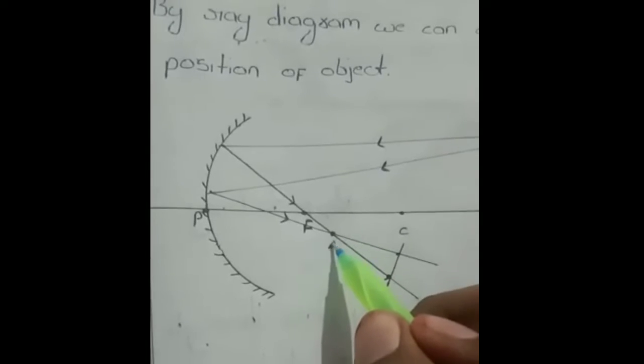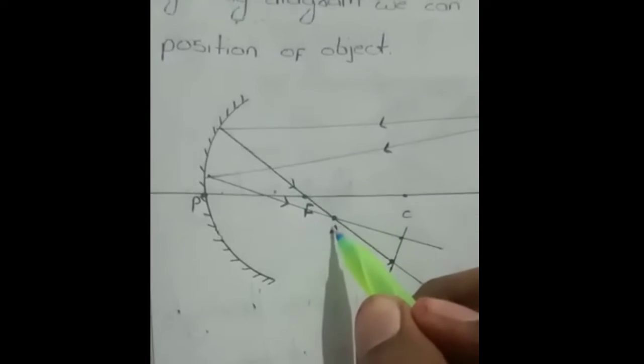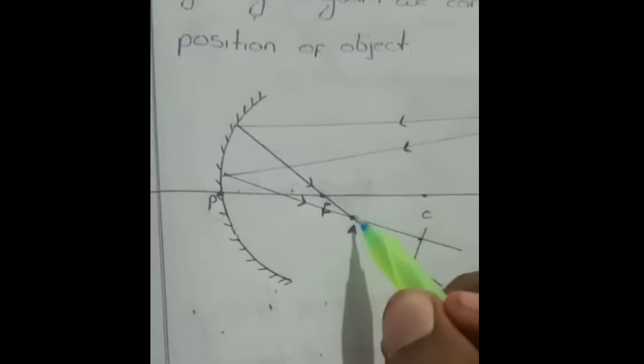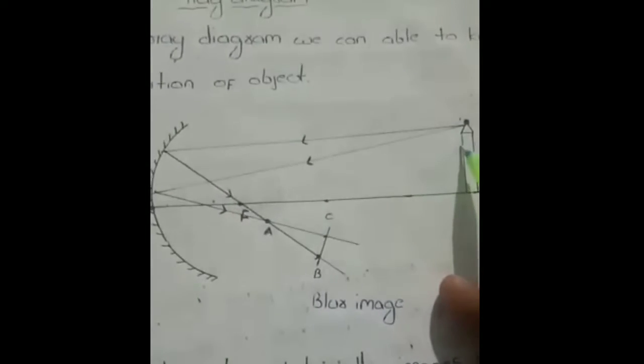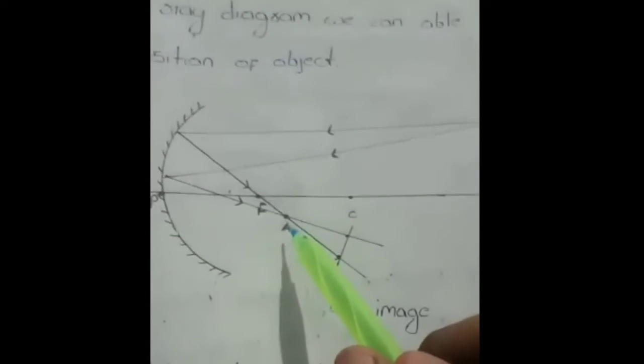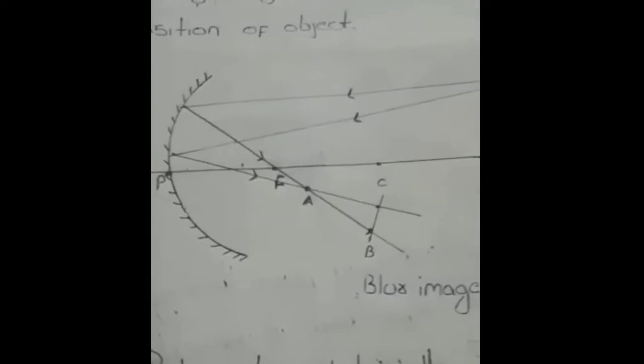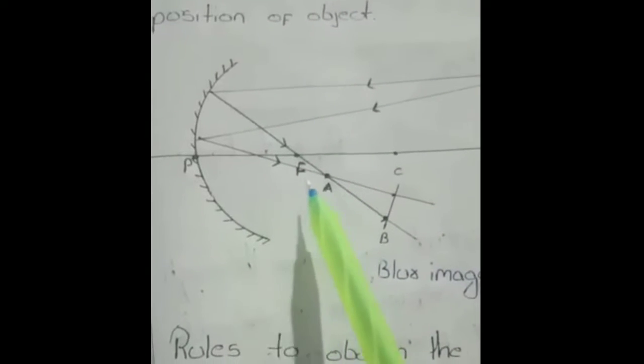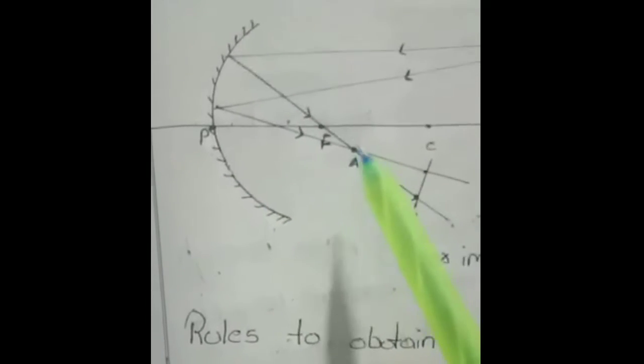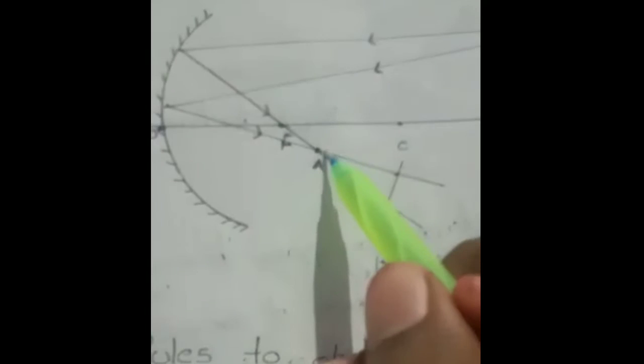This A means the intersecting point. Here we are able to see the image of this object. Okay friends, you may have one doubt. If we move the screen in front of A, what happens? After reflection, where do we keep the screen? Obviously, friends, we will keep the screen at A only.